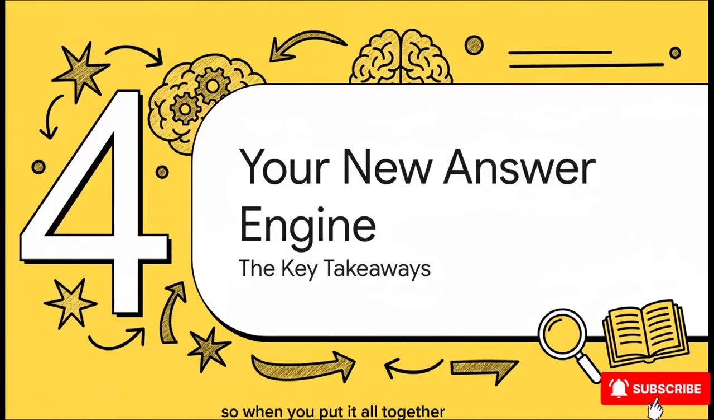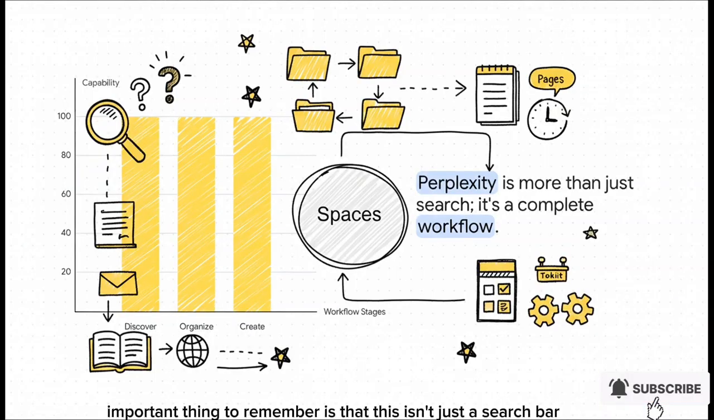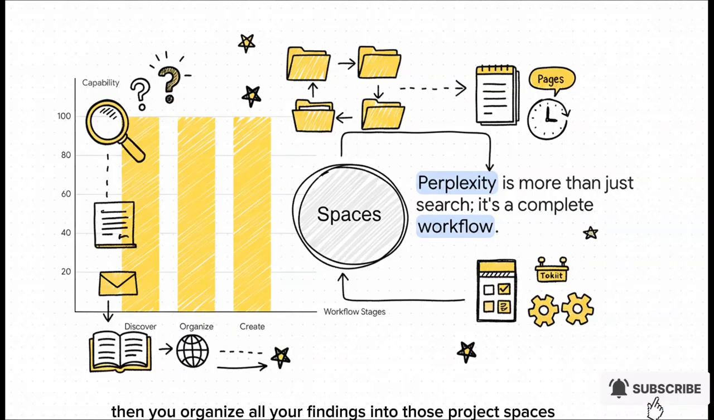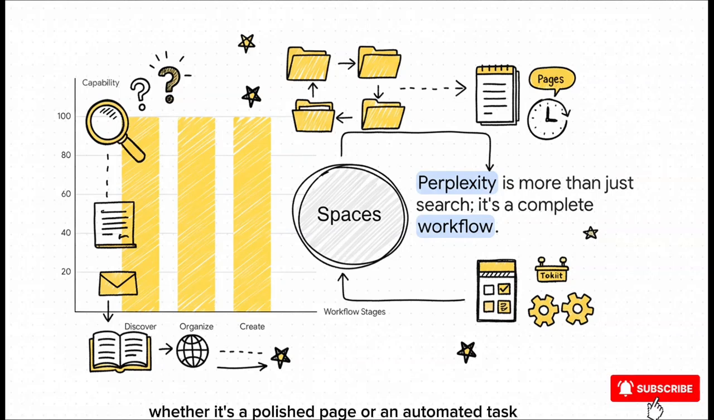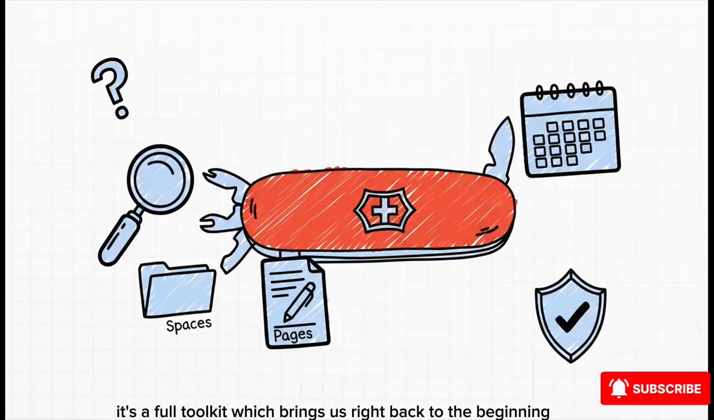So when you put it all together, what's the big picture here? Let's just quickly run through the main takeaways for how to think about a tool like this. The most important thing to remember is that this isn't just a search bar, it's a whole workflow. You start by discovering information with that smart-cited search. Then, you organize all your findings into those project spaces. And finally, you create something new, whether it's a polished page or an automated task. It's a full toolkit.